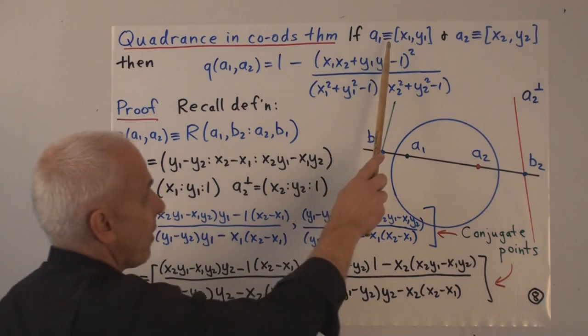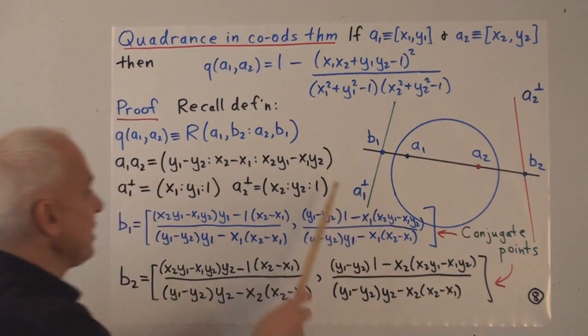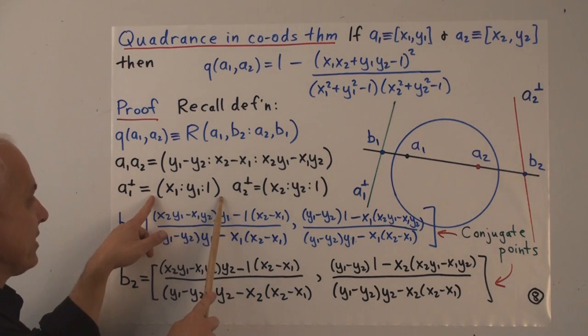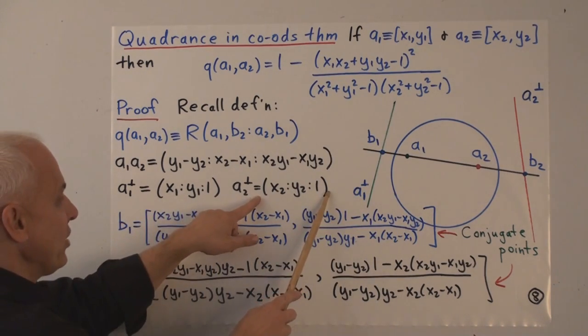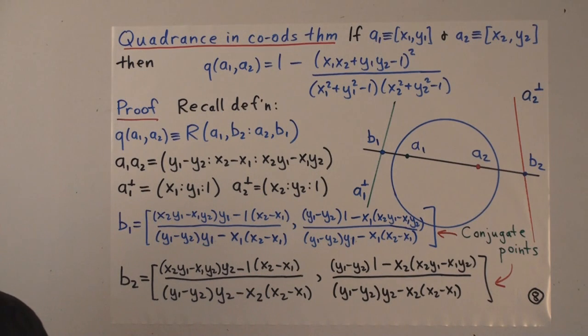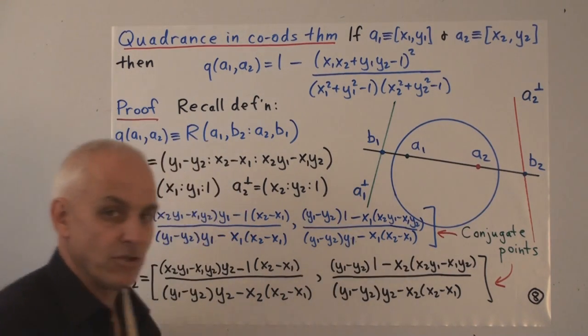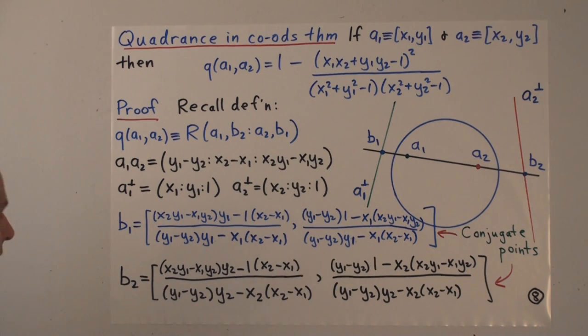Okay, so first of all, A1 and A2 are those 2 points. The line joining them is this expression here, which we've already seen. The dual of A1 is this expression, this line. That's that line there. And the dual of A2, that's that line right there. So that's from our duality in coordinates theorem that we've just proven. Now we want to get at these conjugate points, B1 and B2. Well, there's B1. And there's B2.